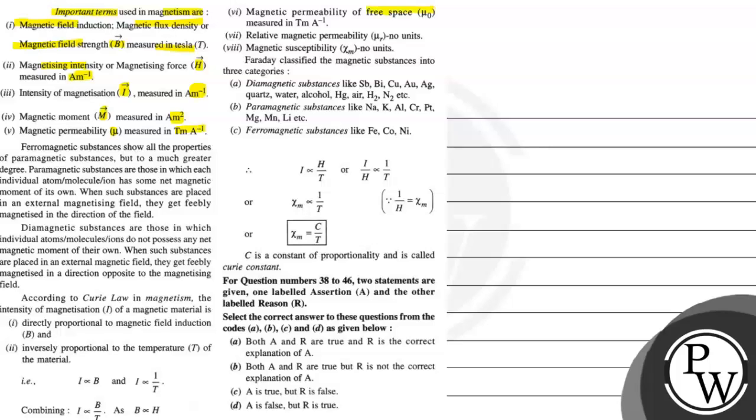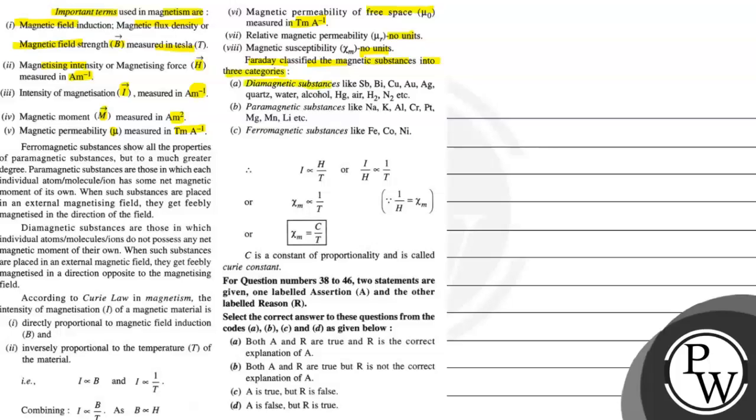Magnetic permeability of free space is measured in Tesla meter per ampere. Relative magnetic permeability mu r has no units. Magnetic susceptibility chi m has no units, and Faraday and his colleagues classified the magnetic substances into three categories.